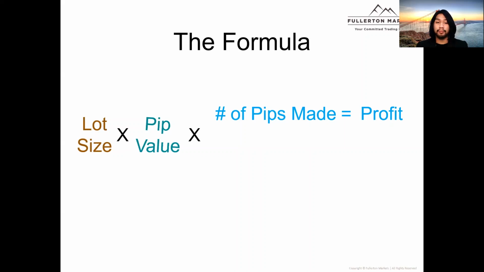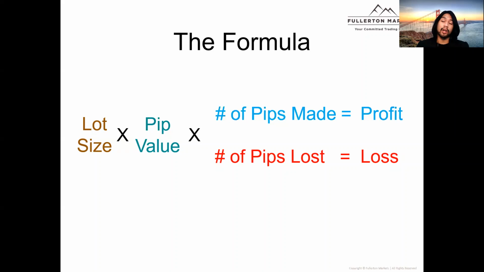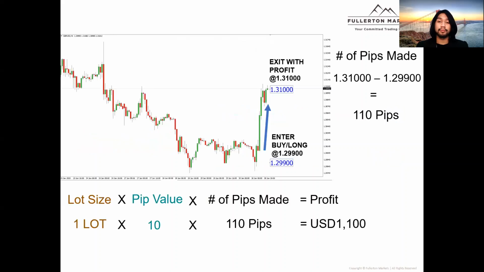All right. Now the inverse is also true. If we were to actually multiply it by the number of pips that we had lost, this would then tell us how much we had lost in this trade. All right, so lot size multiplied by pip value multiplied by the number of pips made or the pips lost will give you how much your profit or loss is for that trade. Now let me give you guys some examples.